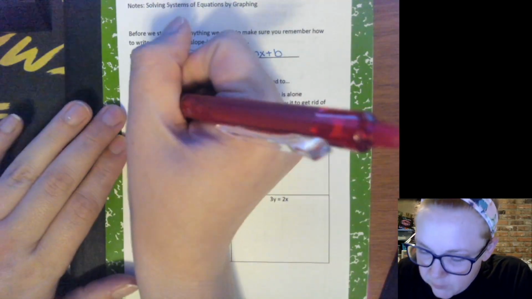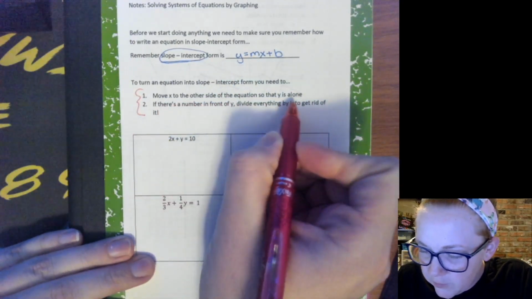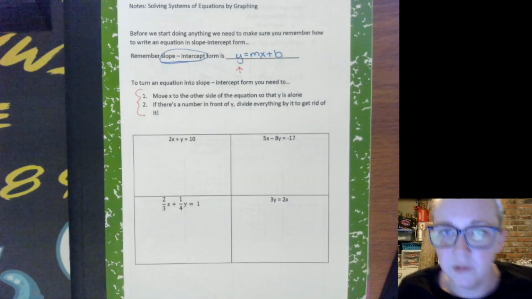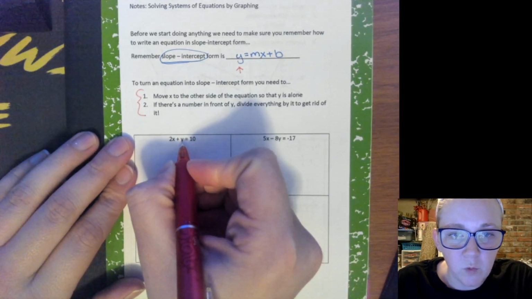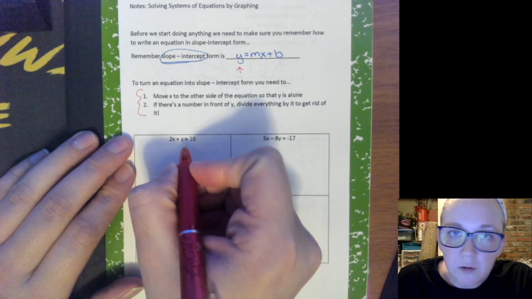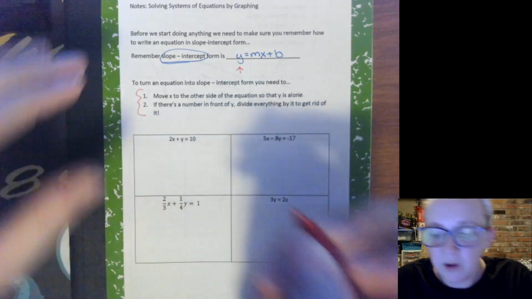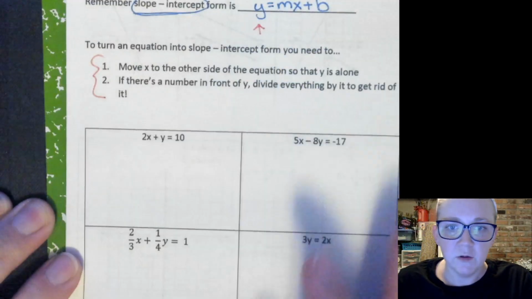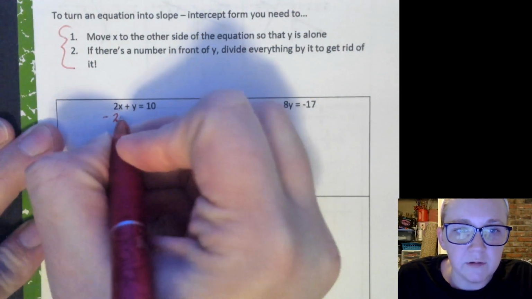I kind of gave you some hints right here about how to do it. So thing number one, move x to the other side of the equation so that y is alone. Because again, we want y to be all alone on the left side. So when I take a look at this first one, when you look at the y, is the y by itself? No, it's not. So we got to move this x over here. So this says a positive 2x. So you're going to do the opposite of a positive 2x, which is a negative 2x. We're going to subtract 2x.